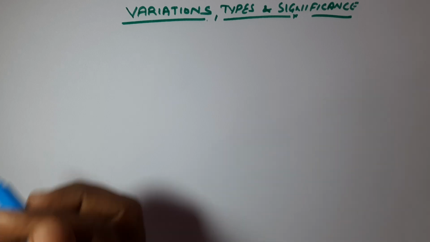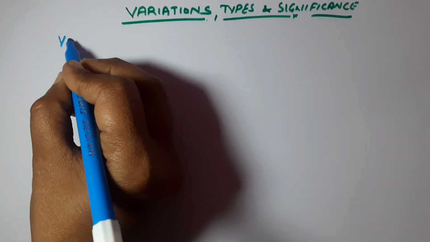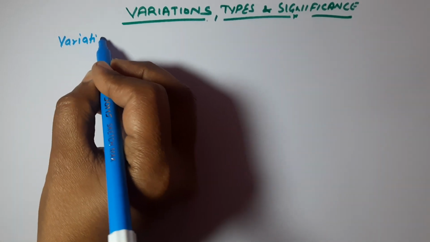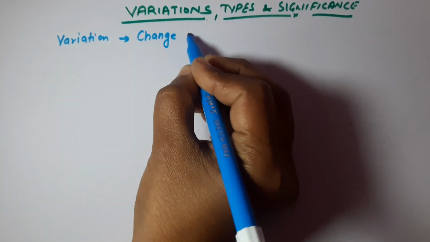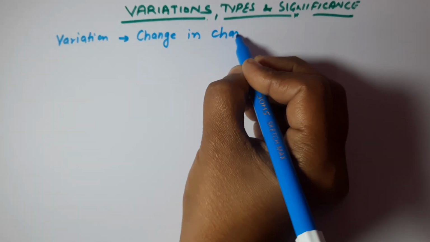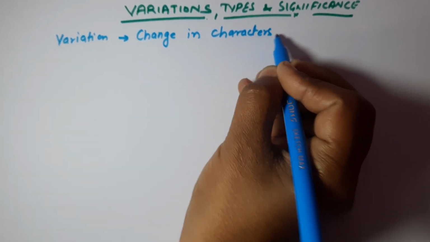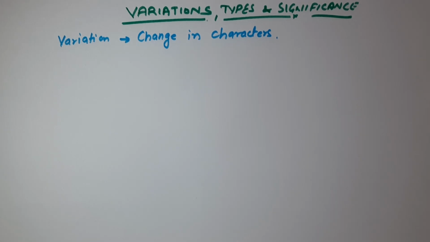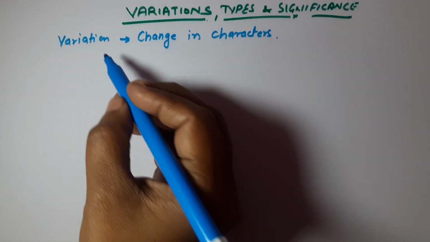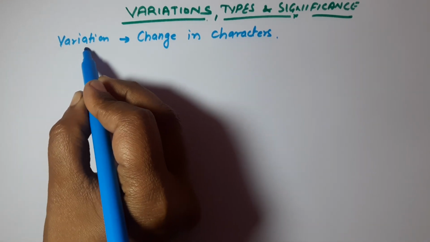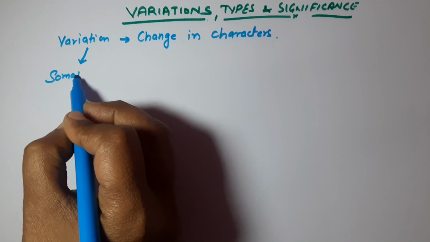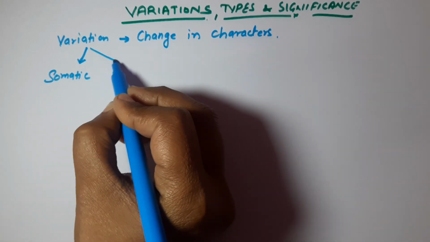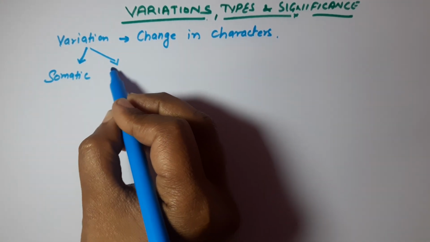So variation is a change in character. In short, the definition is the change in the characters. Variation is classified in two ways. The first is the somatic, and the second is the blastogenic.